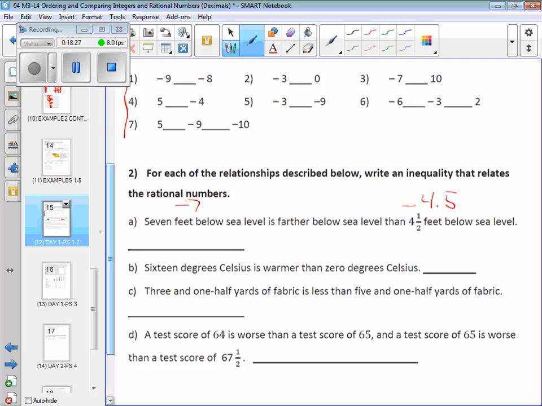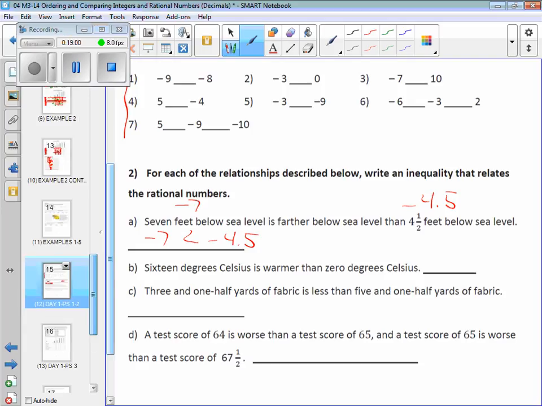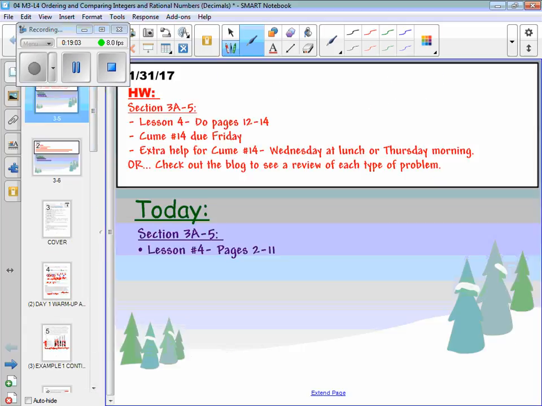Ready? Take the 2 integers, or take the 2 numbers because one's rational. Which way does the inequality go? Is -7 less than or greater than -4.5? Christian? That's it. Done. Okay? So basically, get everything done and you're done with lesson 4. We could start 5 tomorrow. 12 to 14, I think. 12 through 14, but don't forget you still have to do page 11.